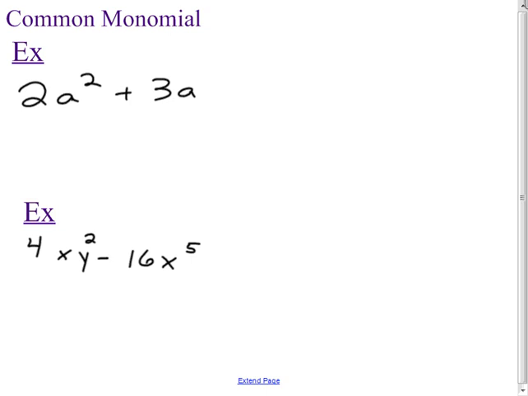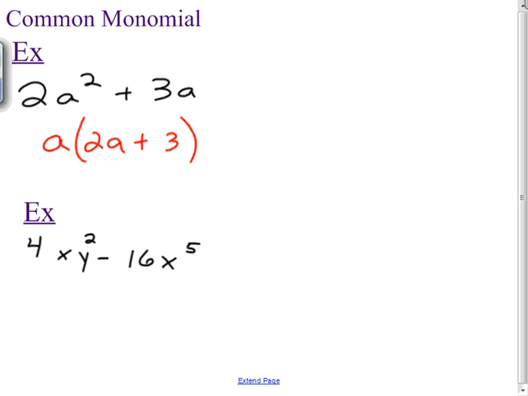So initially here in the first problem, 2a squared plus 3a, both of those terms have an a in it. Just an a. There's no number that they're evenly divisible by. A is the only thing that both sides are divisible by. So I factor out an a. So a times what gives you 2a squared? 2a. Plus a times what gives you 3a? That's 3.